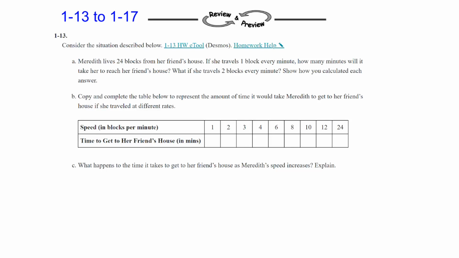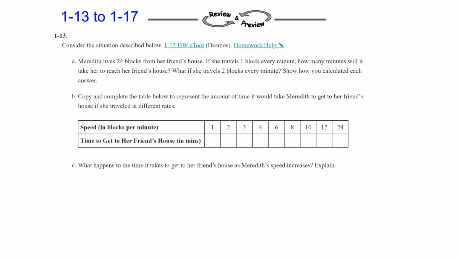Welcome to Chapter 1, Homework Questions 13 through 17. Question 13. Consider the situation described below. Meredith lives 24 blocks from her friend's house. If she travels 1 block every minute, how many minutes will it take her to reach her friend's house? What if she travels 2 blocks every minute? Show how you calculate each answer.